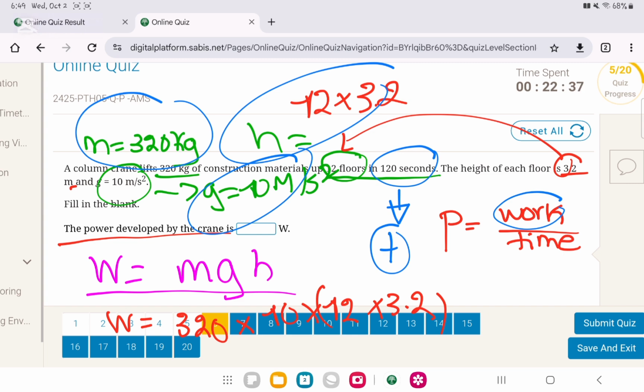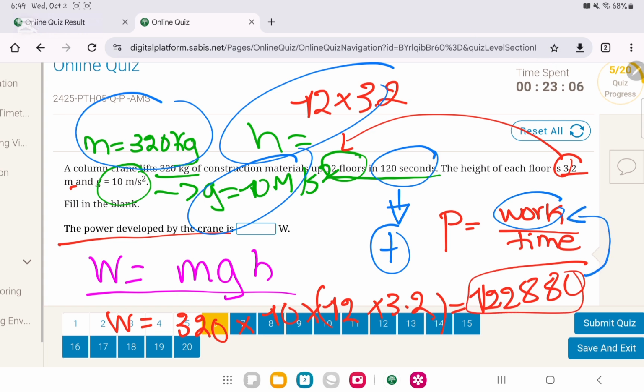It is gonna be 122,880. This big number. So far, we did what? We found the work. Now, do we need to find the time? No, it's given to us. It's given 120 seconds. Remember, the time is always in seconds.